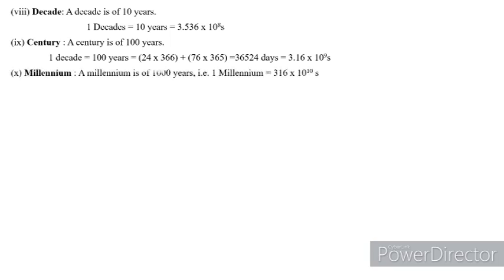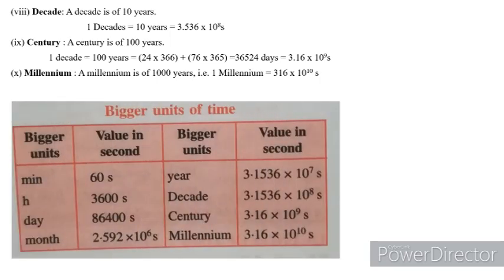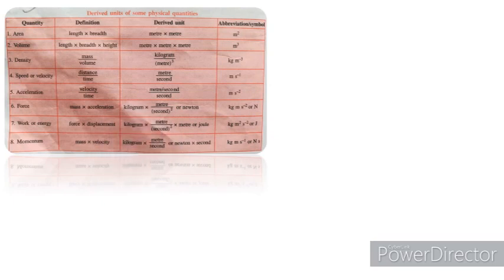Okay, and now what is a millennium? A millennium is 1,000 years. That is, 1 millennium is nearly 1,000 years together. And you see, I have given the image of nearly bigger units and values. You just look into it, and now finally we have reached the derived units of physical quantities.